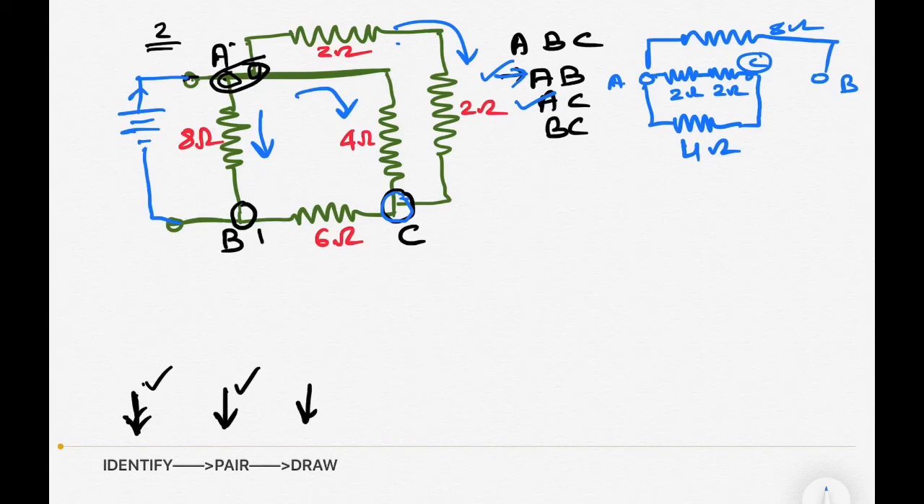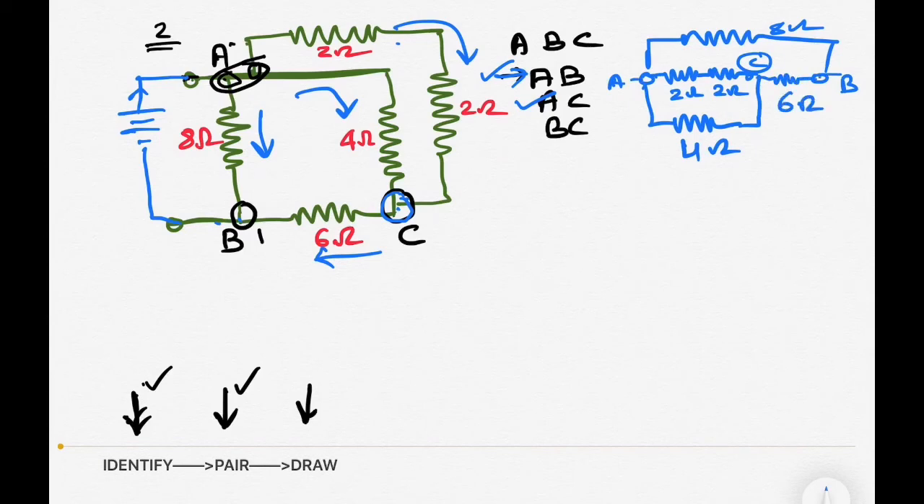Now let's go to the last pair, BC or CB. Okay, so we start from C and go to B, and we see only one direct path is there, which is through the 6 ohm resistance. So we have to put a 6 ohm resistance in between C and B.